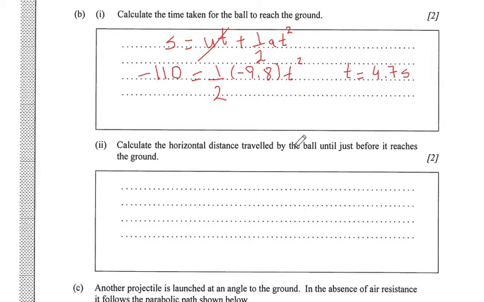To calculate the horizontal distance traveled, we're basically going to use the same formula, but this time for x component, where now the acceleration is going to be 0. So that term disappears. And we know ux is given as 5, and we just found the time to be 4.8. So we basically multiply those two and get 23.4 meters.